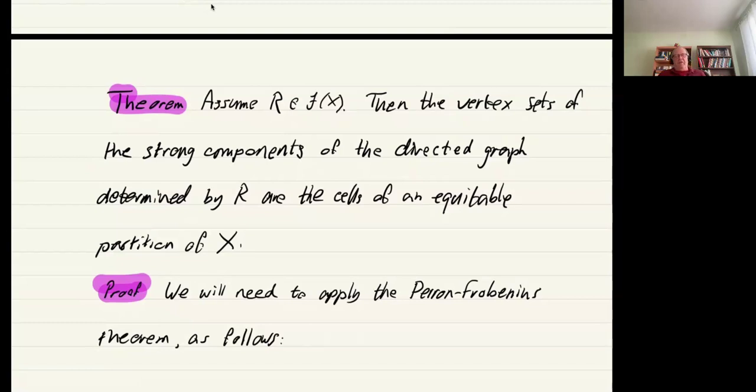Now, the proof of this requires the Perron-Frobenius theorem, or a consequence of the Perron-Frobenius theorem, and this is a little bit more general than the version of the Perron-Frobenius theorem that I stated earlier. I'm not going to apologize, so I'm just going to use it. There are lots of references to it, and you'll see exactly what I'm using.